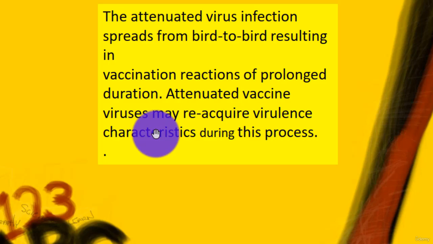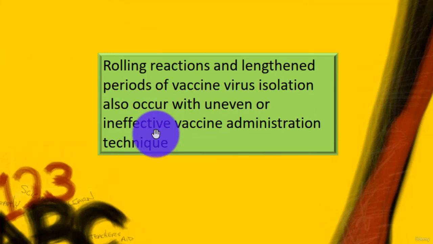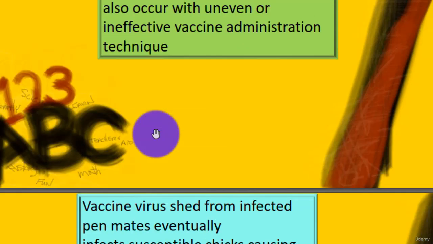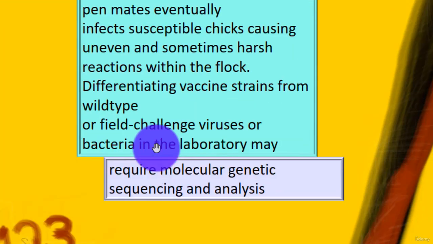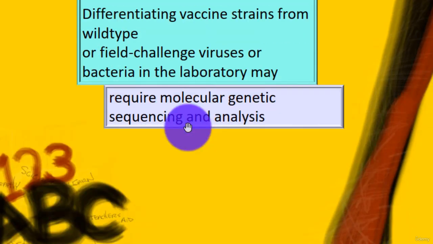Attenuated vaccine virus may reacquire virulence characteristics during this process. Rolling reactions and lengthened periods of vaccine virus isolation also occur with uneven or ineffective vaccine administration technique. Vaccine virus shed from infected penmates eventually infects susceptible chicks, causing an uneven and sometimes harsh reaction within the flock. Differentiating vaccine strain from wild type or field challenge virus or bacteria in the lab may require molecular genetic sequencing and analysis.